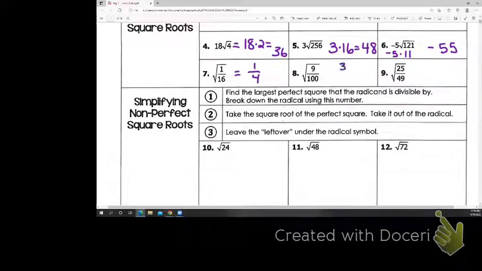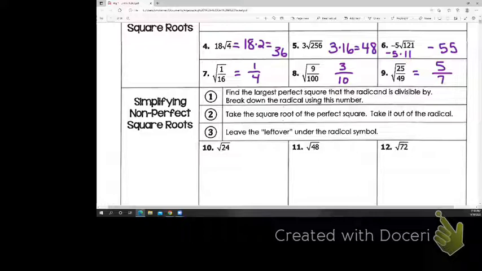And 3 over 10. Because the rules for radicals, this is the same when it's one large radical sign as if it said radical 9 or square root of 9 over square root of 100. And then same here would be 5 over 7.